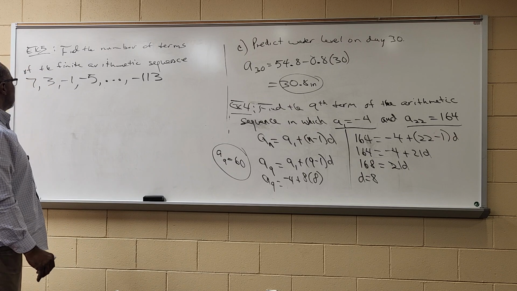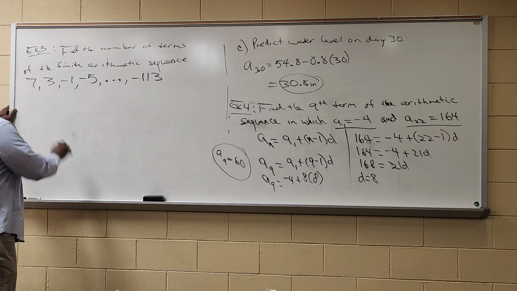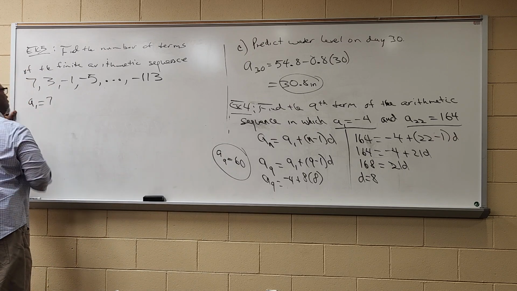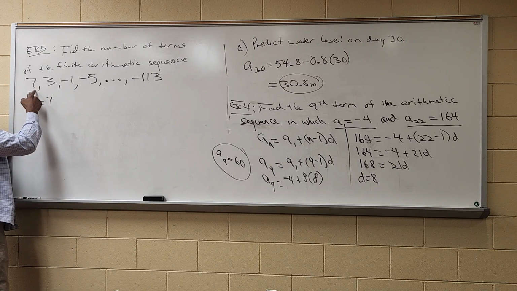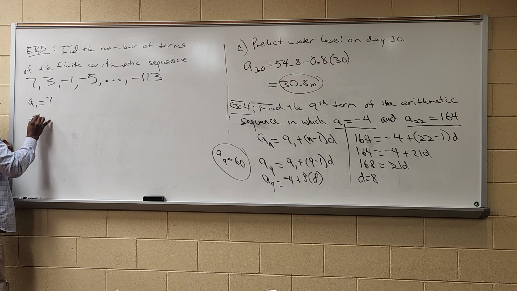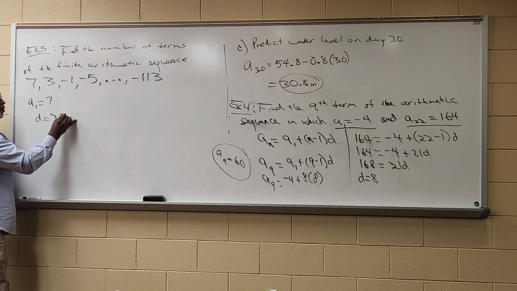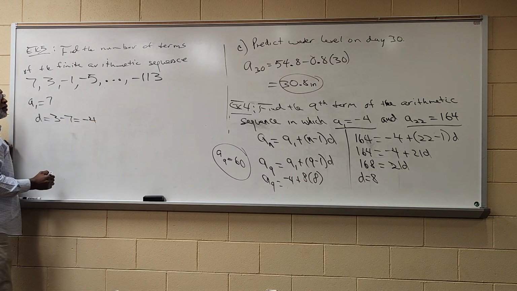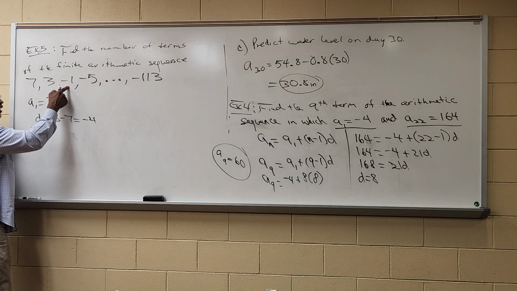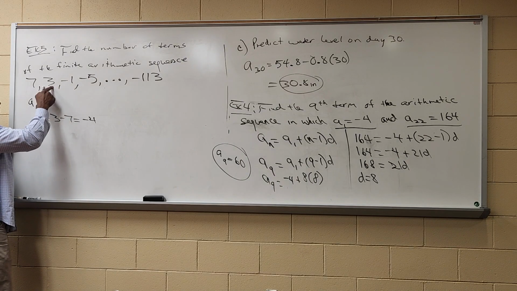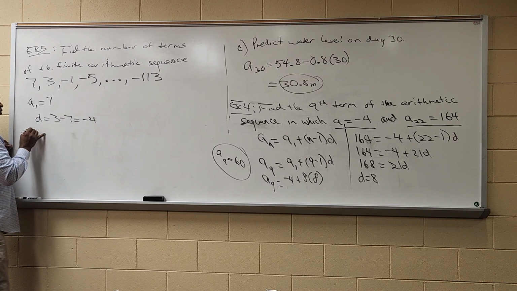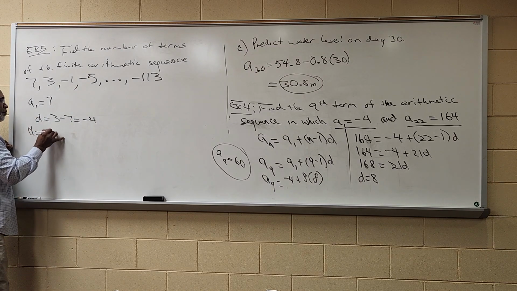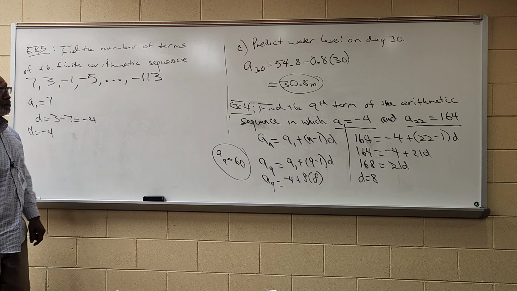So I've got a finite arithmetic sequence. I know what A1 is. A1 is 7. And I can figure out D because, again, it is the difference between successive terms. D would be 3 minus 7, negative 4. I could have done negative 1 minus 3, which is negative 4, or negative 5 minus negative 1, which is negative 4. So D is negative 4, and A1 is 7.